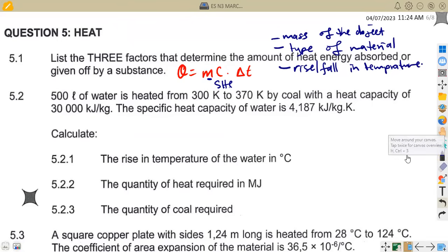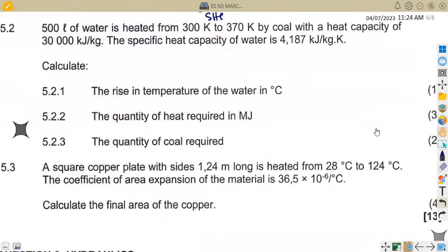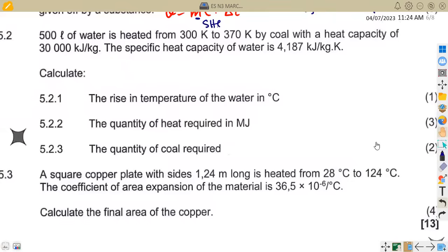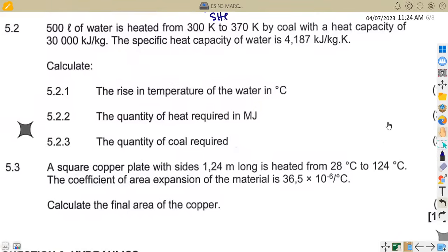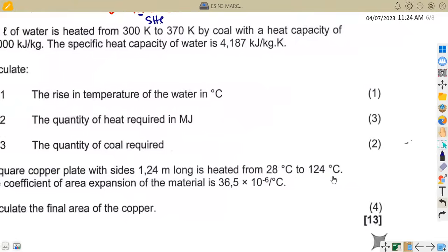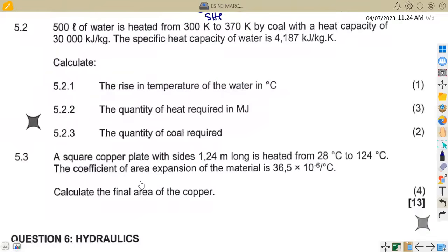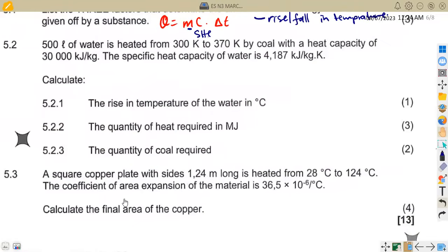All right, 5.2, we are given that 500 liters of water is heated from 300 Kelvin to 370 Kelvin in this case. Okay, the heat capacity and so on. All right, so this is the information. Okay, let's just take our information down in this case.